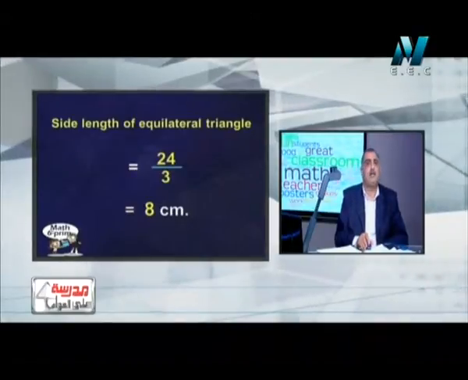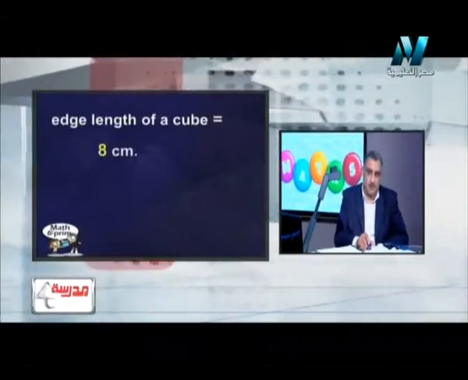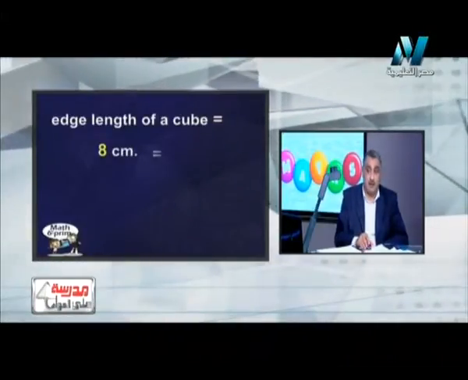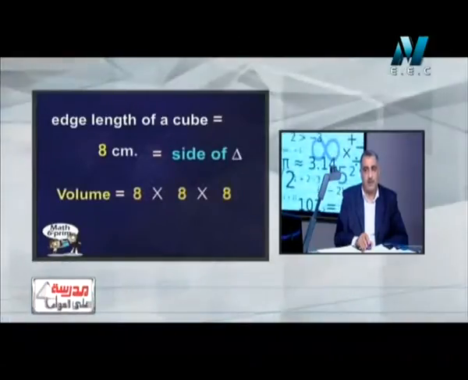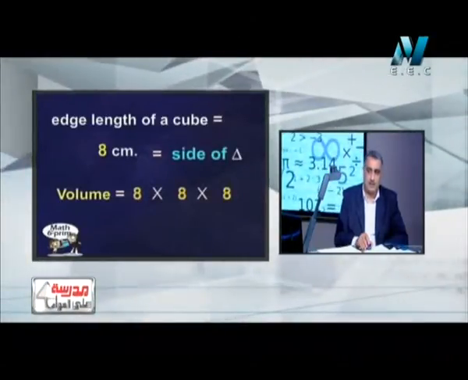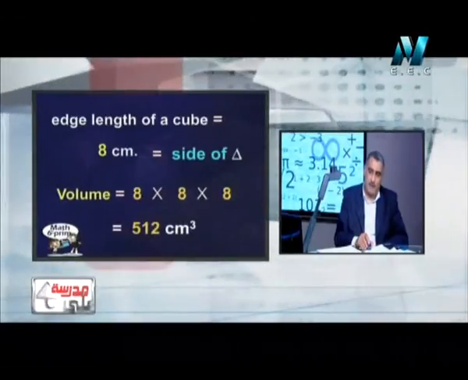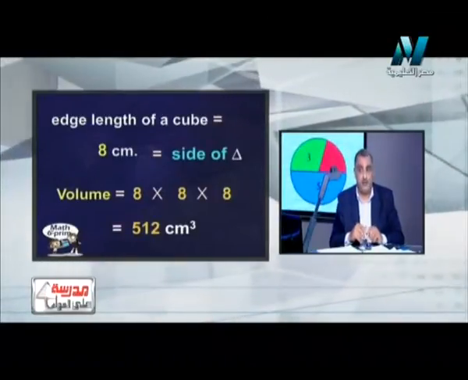طب ما هو قال لي ان السايد لينث بتاع الايكولاترال تراينجل هو الايدج لينث بتاع الكيوب، يبقى كده انا عرفت الايدج لينث بتاع الكيوب كام؟ 8. طب اقدر اجيب الفوليوم؟ طبعا فوليوم ايدج باي ايدج باي ايدج equals 8 تايم 8 تايم 8, 8 by 8 by 8, 512 centimeter cube.